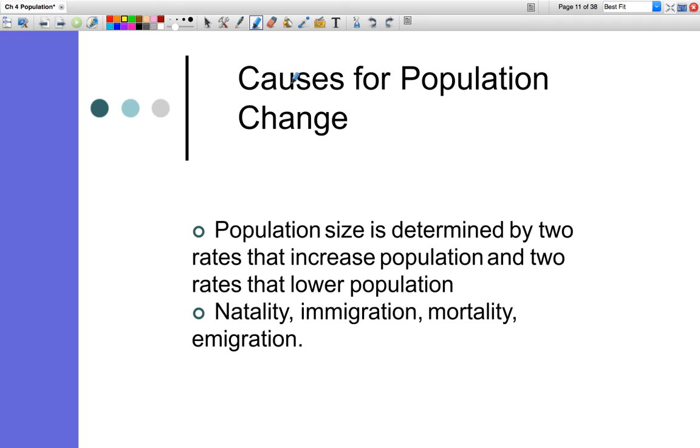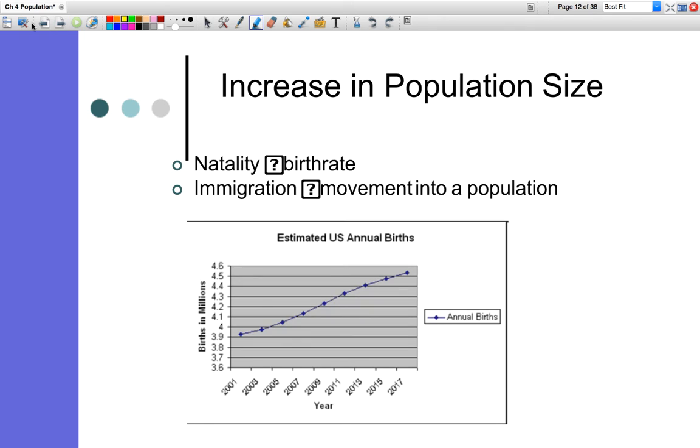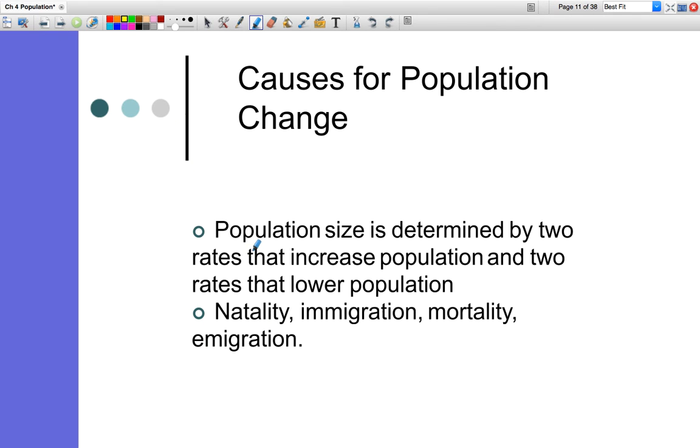Causes for population change. So population size is determined by two rates that increase population and two rates that lower population: natality, immigration, mortality, and emigration. So natality is people being born. Immigration is people entering a country. Mortality is death. And emigration is leaving an area or a country, if we're talking about people.